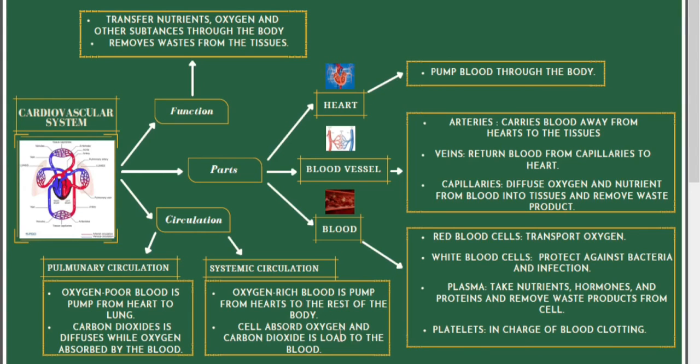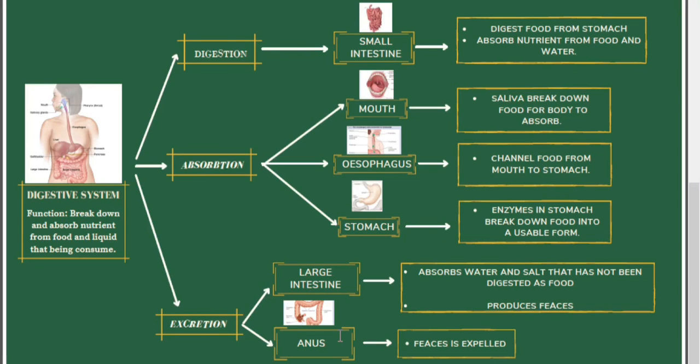We will move into the digestive system. Digestive system, its function is to break down and absorb nutrient from food and liquid that are consumed by us. So it will involve three main process, which are digestion, absorption, and also excretion.